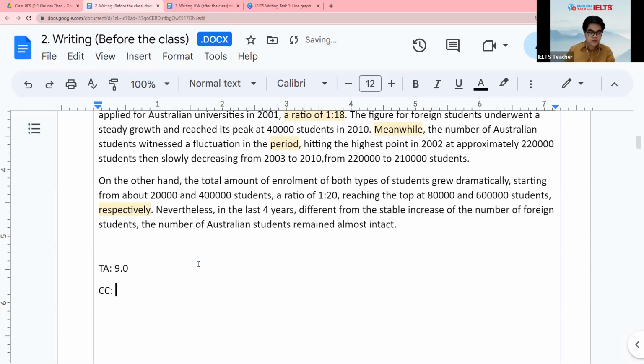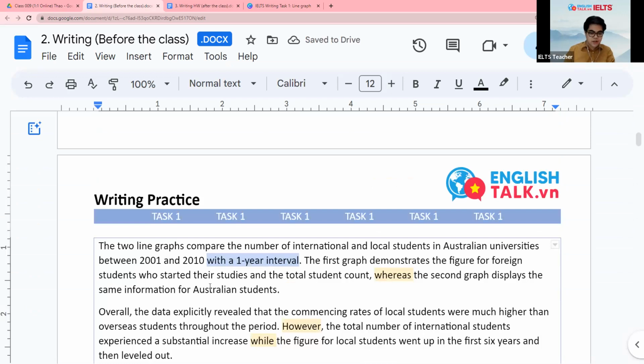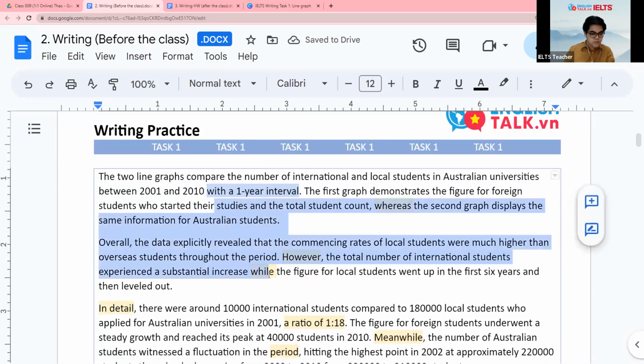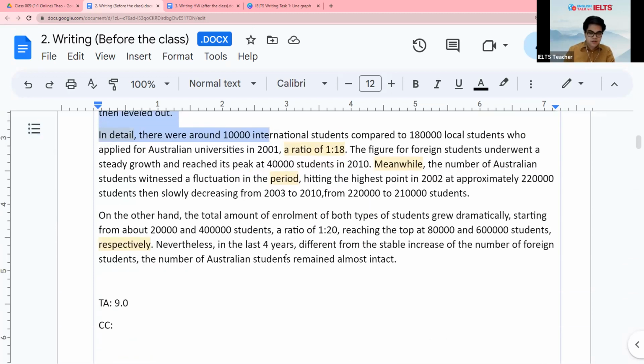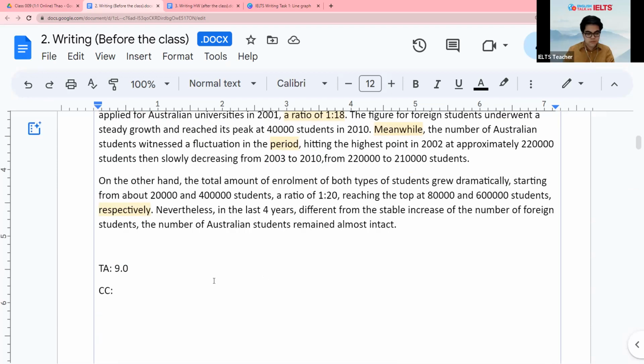Coherence and cohesion. Was your writing easy to understand? Was it easy to follow? Was it connected? Was it organized in a way that readers can imagine or make a picture, even though they don't have a visual in their mind?